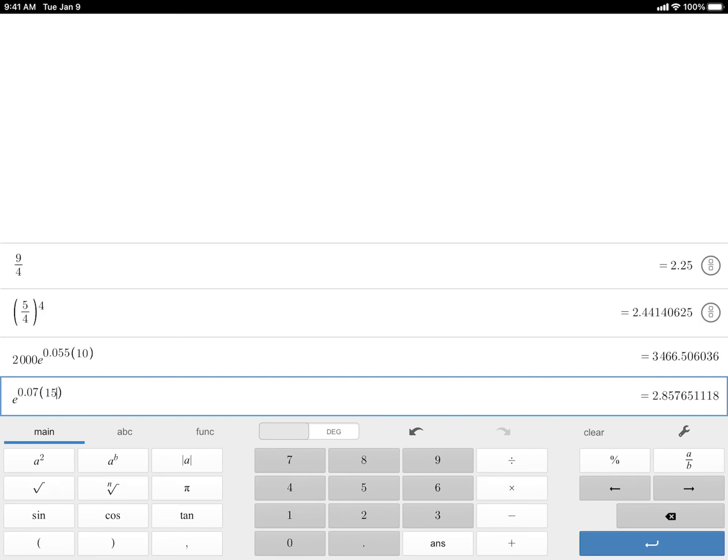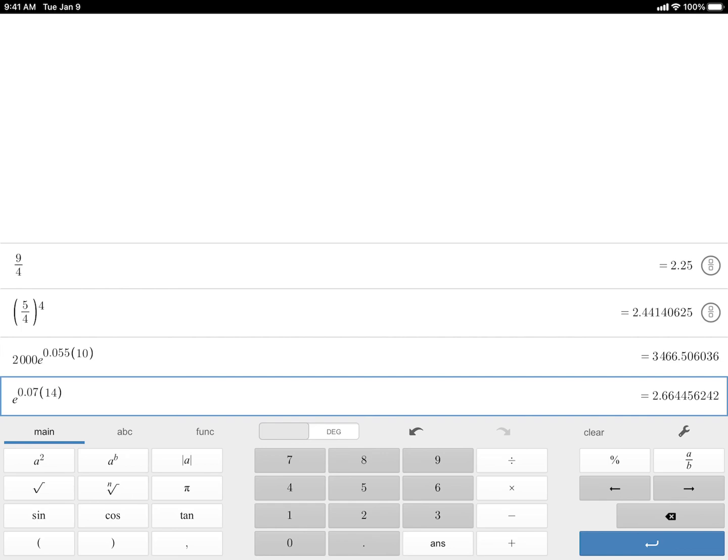So I know it's somewhere between 10 and 15 years. Let's just try 13. 2.48. Much closer, still close, but not quite. So now we know our range is somewhere between 13 and 15. 14. There it is. So I plug in 14, I get about 2.66 or somewhere relatively close.